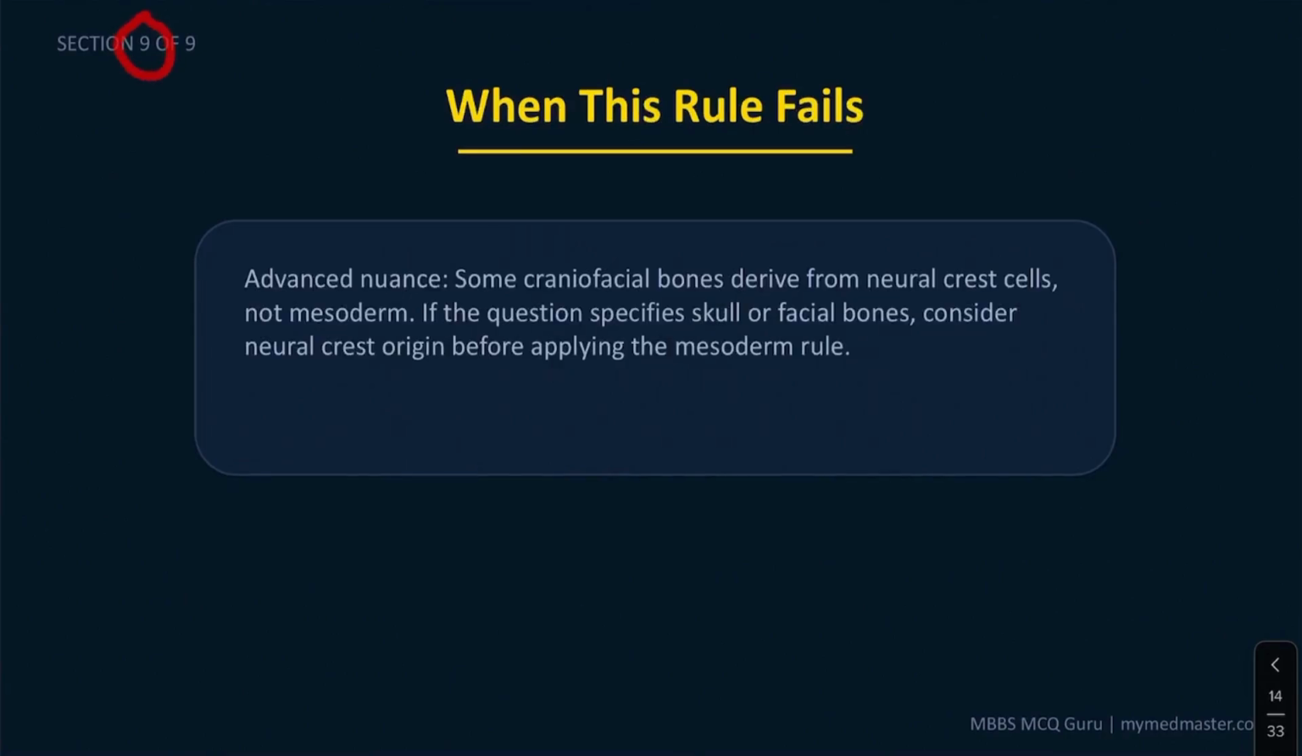Then the last section, that is section 9. When this rule fails, sometimes there might be some exceptions for a particular condition. So this tool even tells you the exception. Some craniofacial bones derive from neural crest cells and not from mesoderm. So if a question asks about skull or facial bones, the mesoderm rule may not apply. It gives you the rule and its boundaries. That's intellectual honesty built into the system.